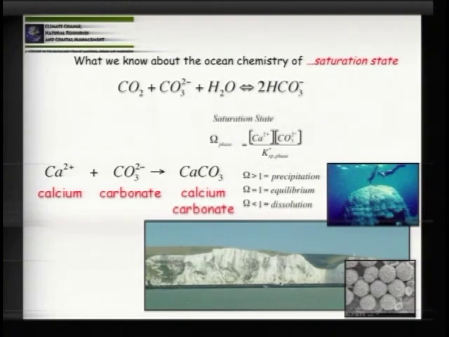The saturation state is a function of the calcium concentration times the carbonate concentration divided by the apparent solubility product. This apparent solubility product increases with decreasing temperature and increasing pressure, so that in the cold waters of the deep ocean, the apparent solubility product is high and the saturation state is low. This is why we have dissolution of calcium carbonate in the deep ocean. In the warm surface waters, the saturation state is high, and as I said, generally between 4 and 6.